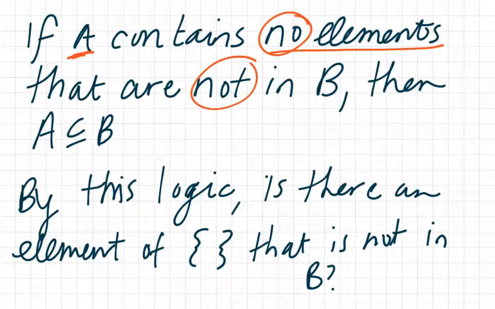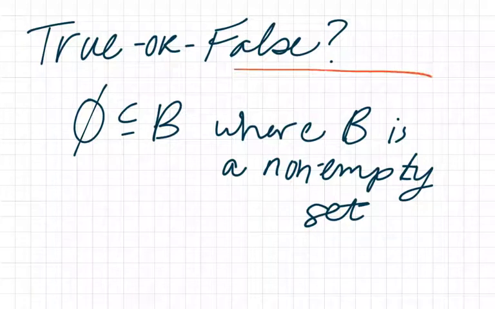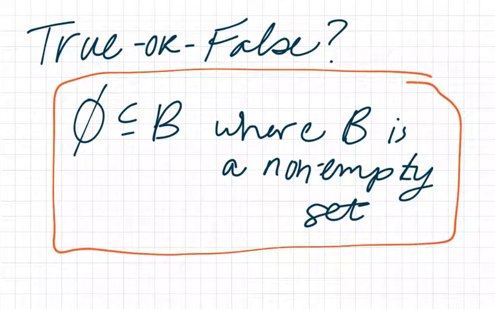By this logic, is there any element of the empty set that is not in B? Well, the empty set contains no elements. So there's not an element in the empty set that is not in B. Therefore, we can say that the empty set is a subset of any non-empty set. Therefore, this statement is true. The empty set is a subset of any non-empty set.